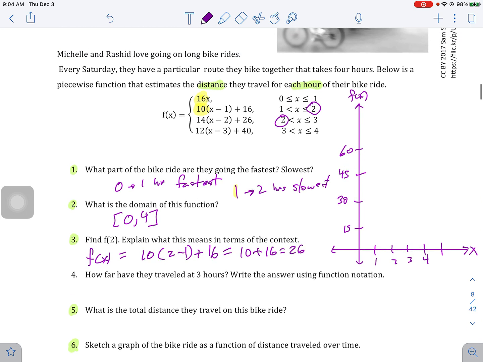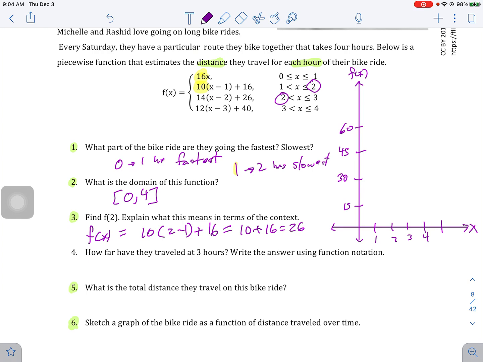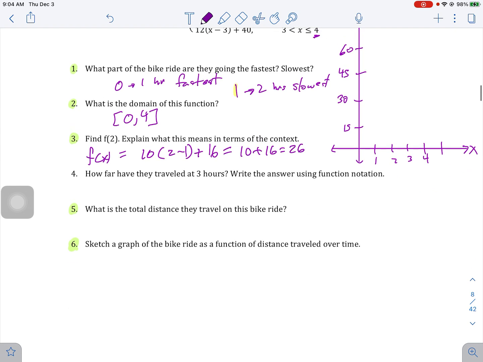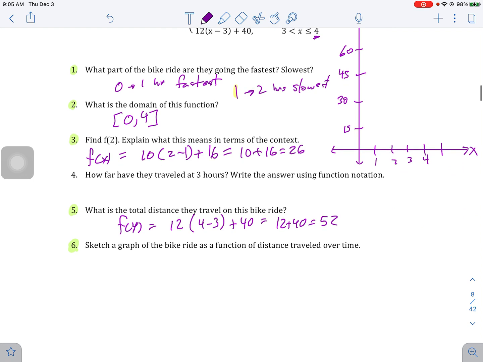Let's see. What's the total distance? So the total distance, we would look where they are after 4 hours. So what we want to do is we'd say, well, what's f of 4? And that's, I'm going to use the last subfunction here for that. So 12 times 4 minus 3 plus 40, which is 12 plus 40, which is 52. They started at 0, so therefore 52 miles, which is a pretty good ride. Sketch a graph.